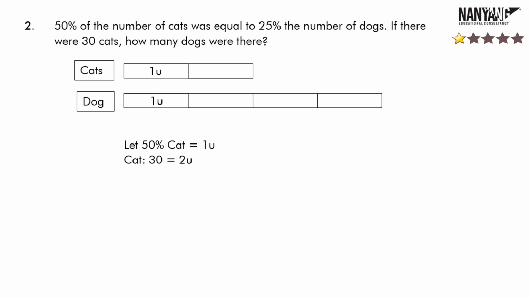There are 30 cats, which is 2 units. So we know that 1 unit is 30 divided by 2. That will give us 15. Then how many dogs were there? 4 units, as shown by our model. And that will be 15 times 4, 60. Hence, there were 60 dogs.